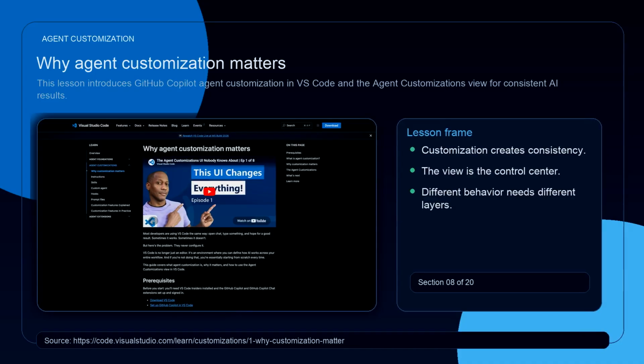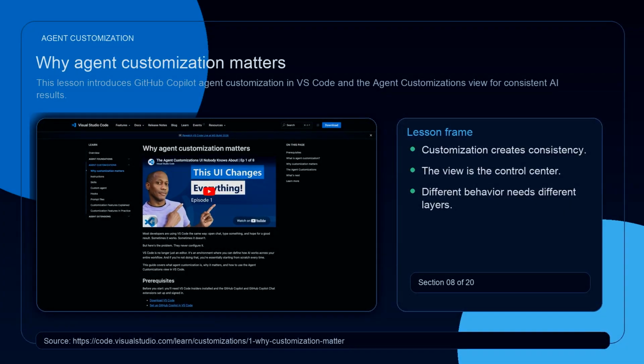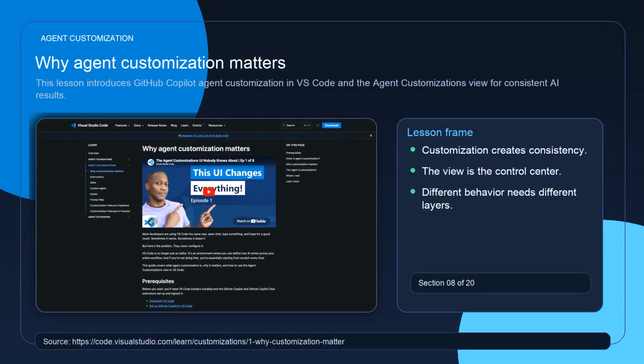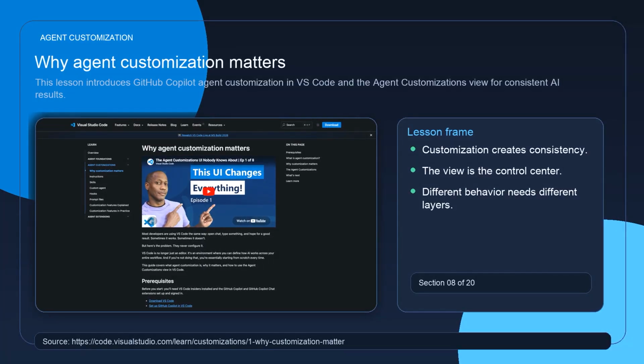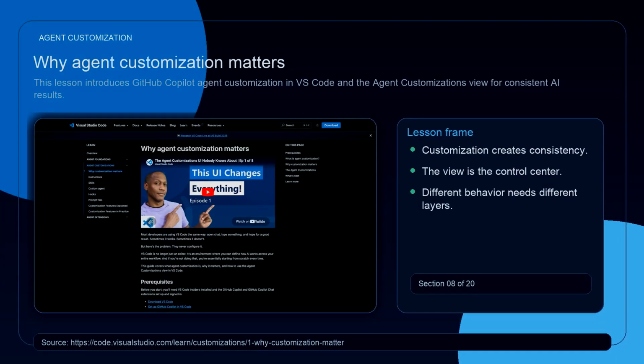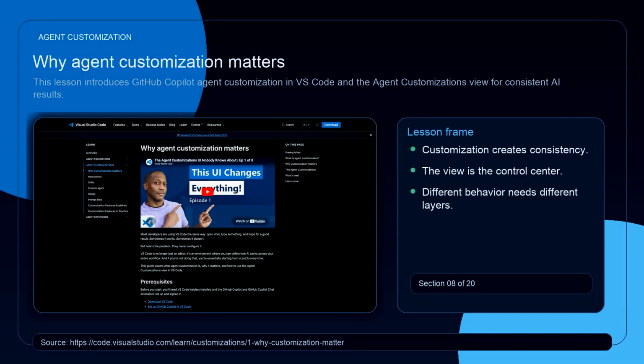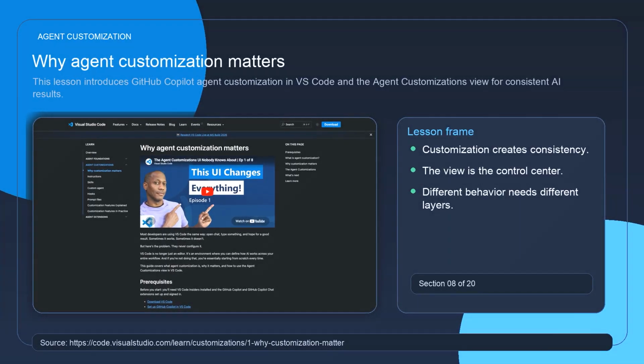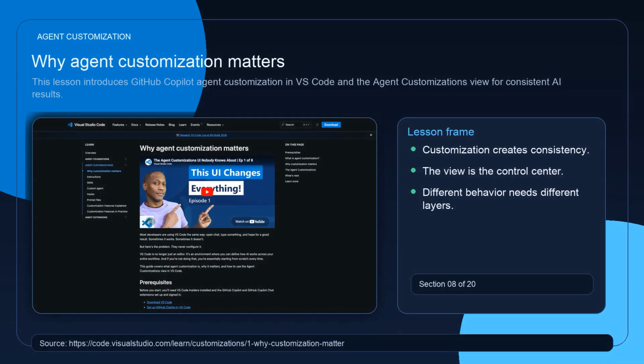Lesson 7 of 18. Why agent customization matters. The official page teaches this. This lesson introduces GitHub Copilot agent customization in VS Code and the agent customizations view for consistent AI results. Here is the real explanation.